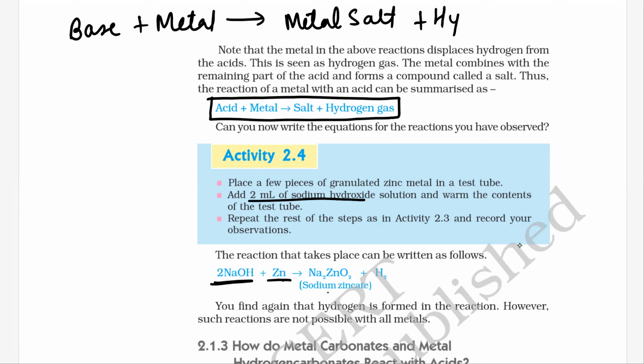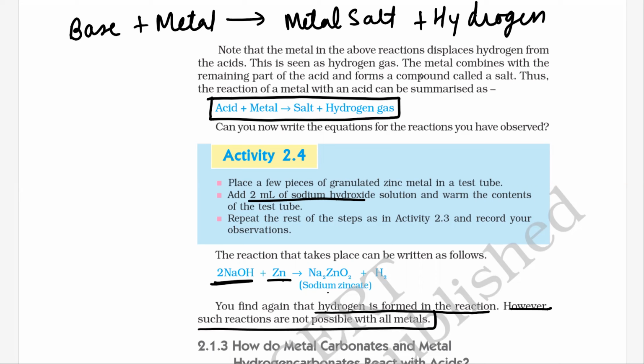But this reaction will not occur with all the metals and all the bases. You find again that hydrogen is formed in the reaction. However, such a reaction is not possible with all the metals. Only highly reactive metals will show this reaction. This reaction is also important, you have to learn it. This is an example of base with metal, and sodium zincate is formed and hydrogen gas is released.